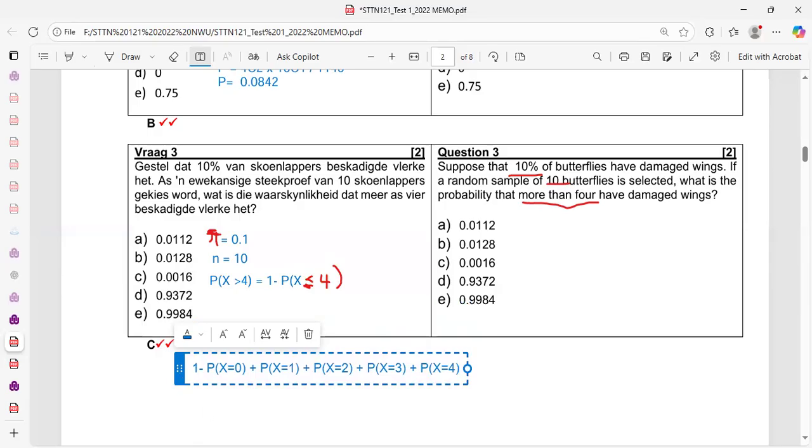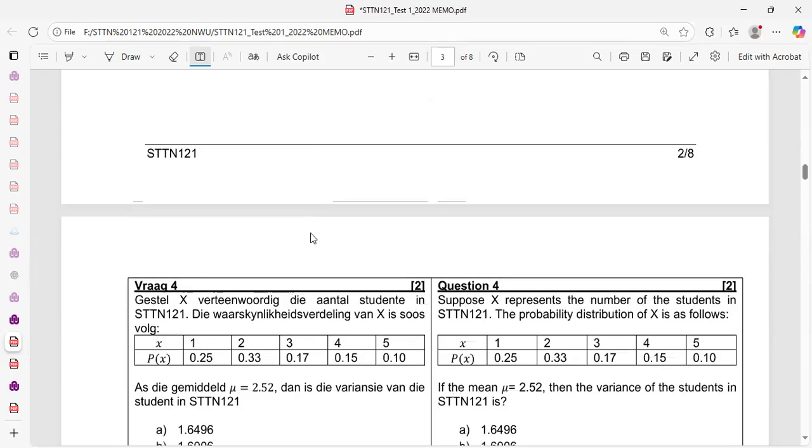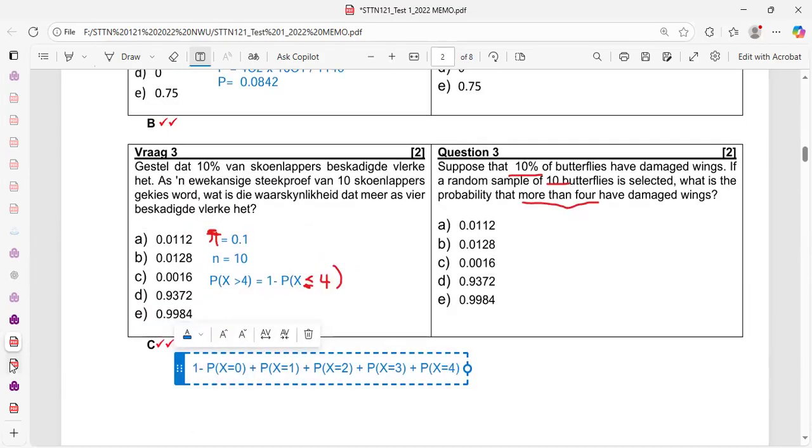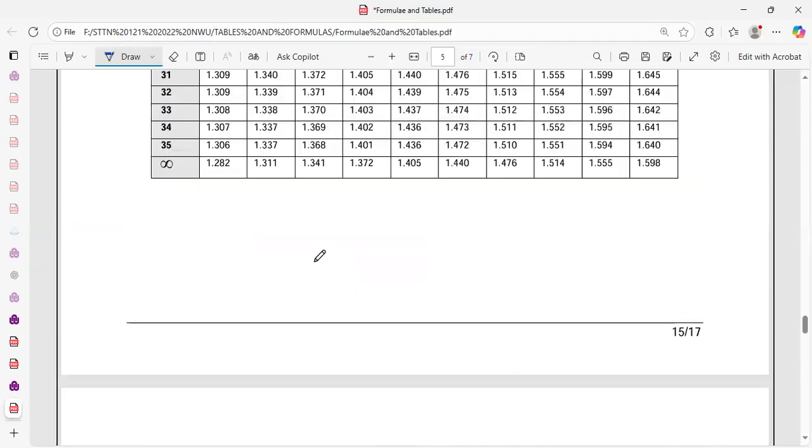The formula that we are going to use, I believe is there. I'm just going to open it. Where's the formula sheet? I can show you the formula that you guys are going to use.